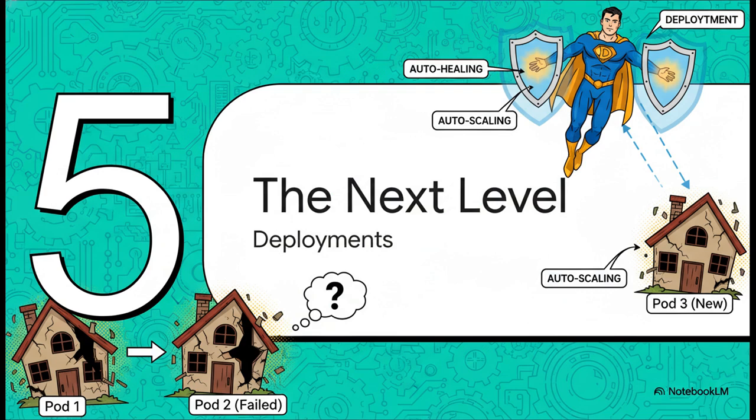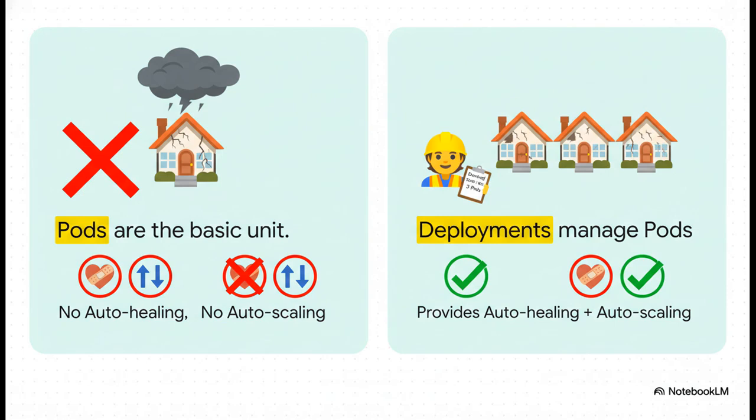But in a real production-grade city, a single house is pretty fragile. What happens if it collapses? In our setup right now, nothing. It just stays broken. And this is a really, really crucial point. Pods are almost never used directly like this in a real-world production environment. They're the fundamental building block, for sure, but on their own, they're missing those big enterprise-level features we need, like auto-healing if they crash or auto-scaling to handle more traffic. For that stuff, we need a higher-level concept that manages the pods for us.